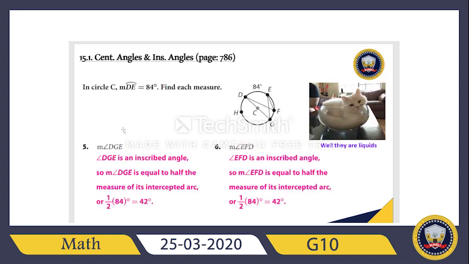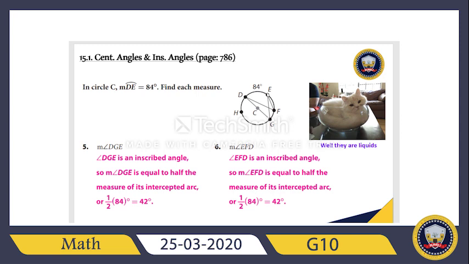Now let's do this activity together. In circle C, usually we call circles by their center, so the center here is C, so we call this circle C. The measure of the arc DE, where is DE? This one is 84 degrees. Now I want to find each measure. The first one is the angle DGE. What is the measure of the angle DGE?